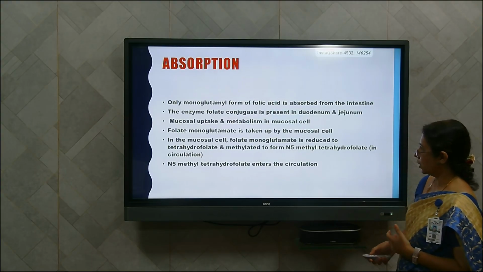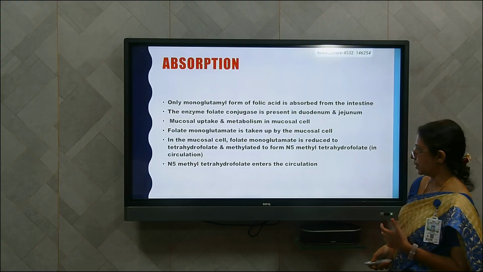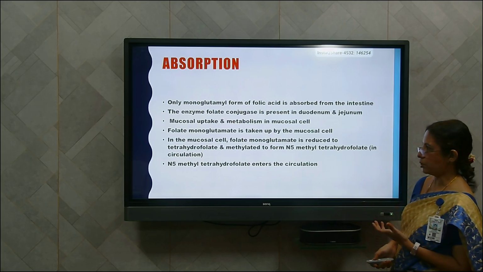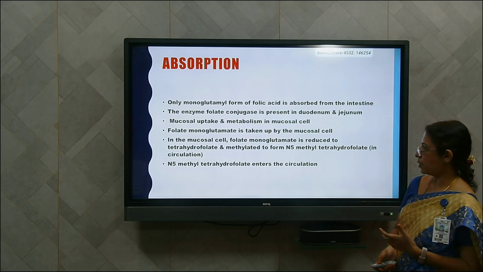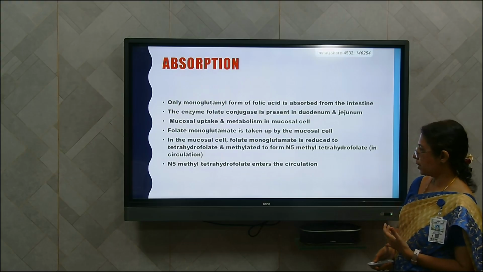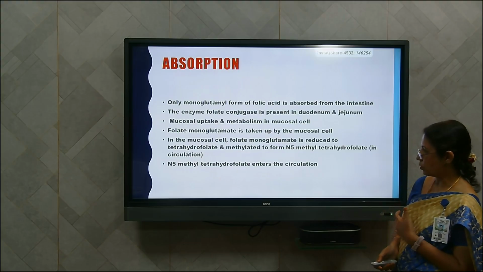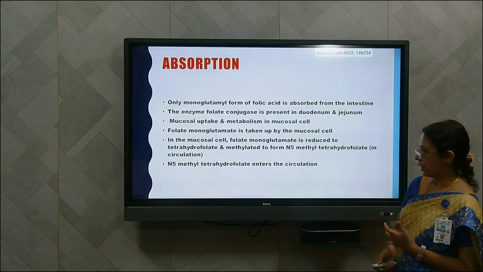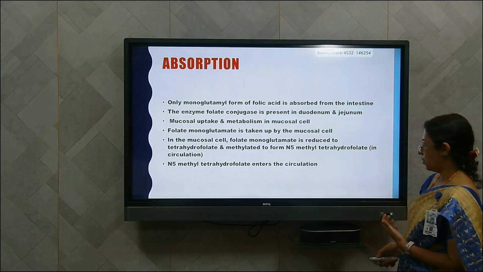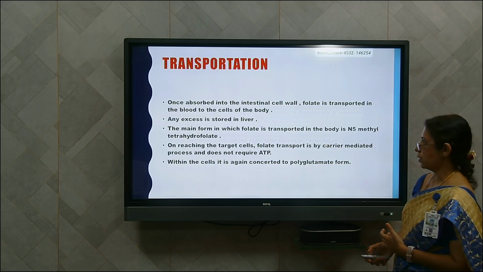Okay. Coming to the absorption, as I said, this monoglutamyl form of folic acid is absorbed from the intestine, and we need the enzyme conjugases, which are mainly present, as I said, in the duodenum and jejunum. And the mucosal uptake and metabolism happens in the mucosal cells, and the folate monoglutamate is taken up by the mucosal cell, and in the mucosal cell, the monoglutamate is reduced to THF, that is tetrahydrofolate, and further it is methylated in the fifth position to form N5-methyl tetrahydrofolate. So N5-methyl tetrahydrofolate is the form in which it enters into the circulation.